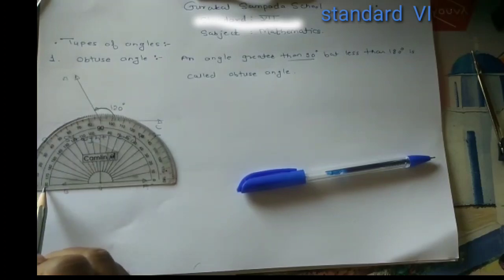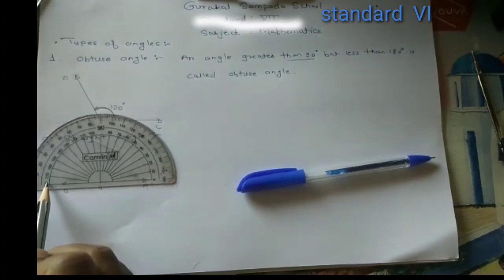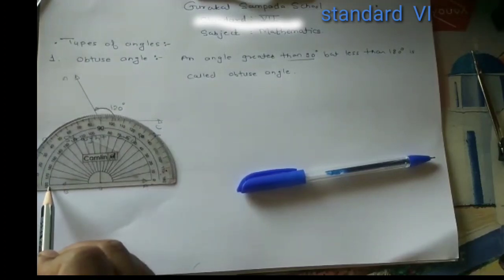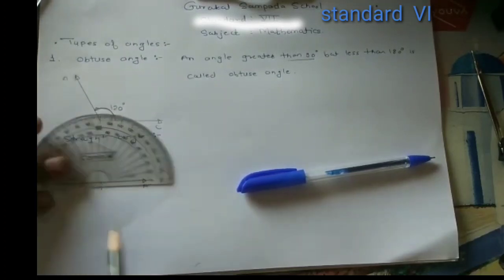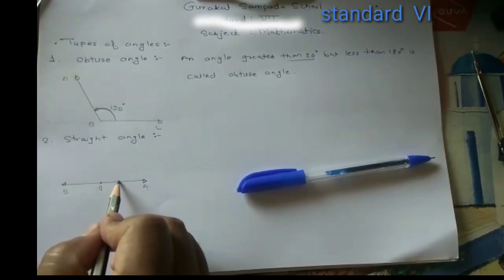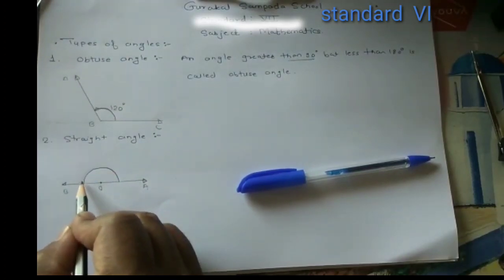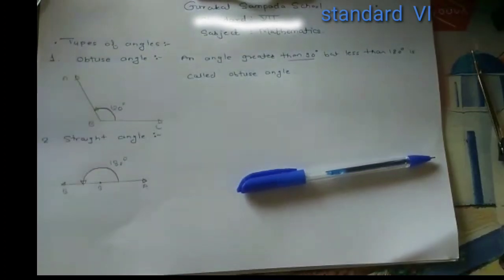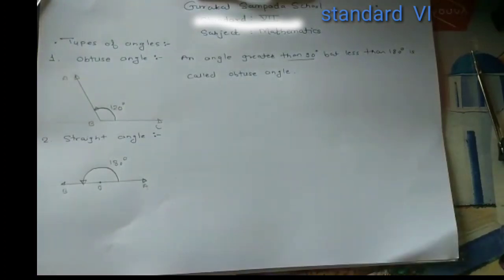So what is the angle? It is 180, because from the inner side it starts at 0, and it ends here at 180 degrees. We start to measure the angle from this side and it ends at this position. So the total measurement of the angle is 180 degrees.